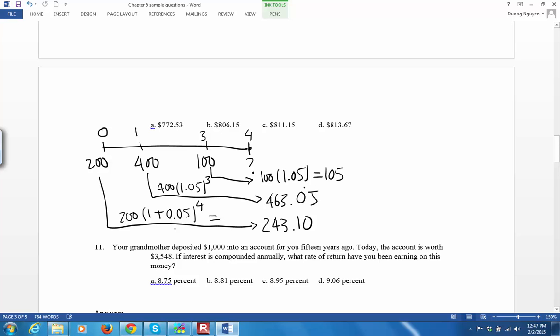So in year 4 you will have the following: $105, 463.05, and 243.10. The total money you have is the sum of all this, and it is equal to 811.15. So the future value at the end of year 4 is the future value of 200 at the beginning, plus the future value of 400 in year 1, plus the future value of 100 in year 3.